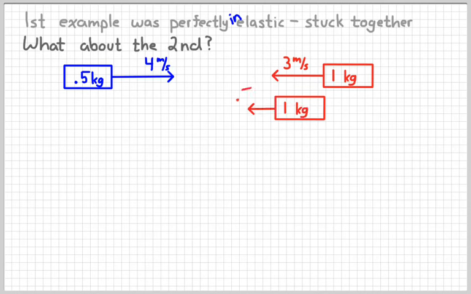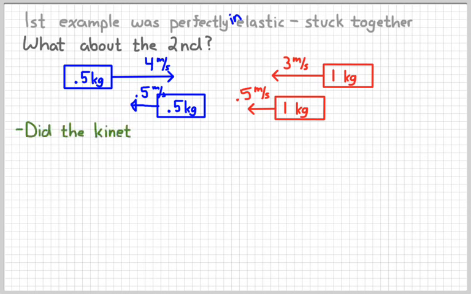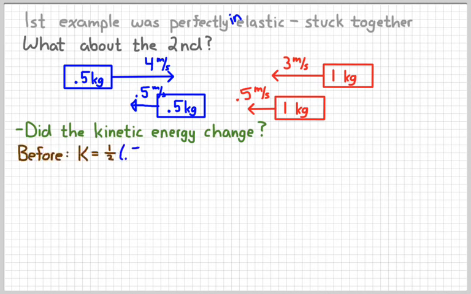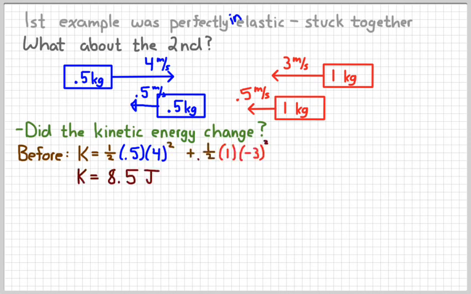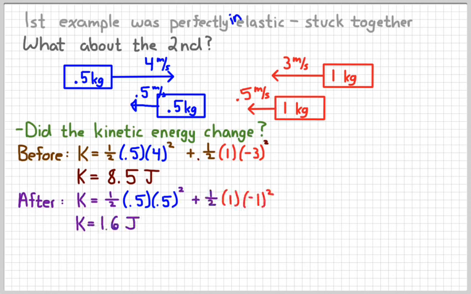So here's the before picture, and here's the after picture. And then the question is, did this quantity called kinetic energy change? And so all I have to do is just plug and chug, add up the two kinetic energies for the before picture, and that would be something like 8.5. And then do it for the after picture, which would be 1.6. So the masses didn't change.